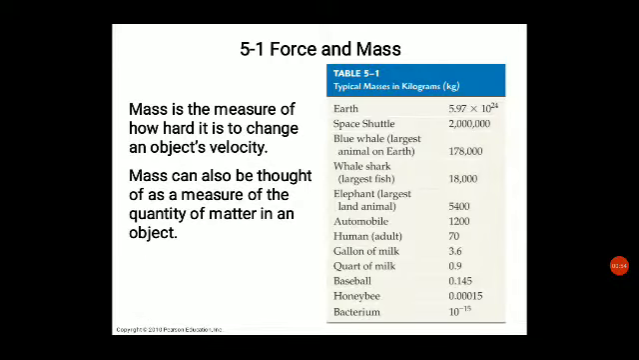Okay, while mass, it is a measure of inertia, where it is how hard the object would change its velocity. So mass is related to the quantity of matter. So the greater the mass, of course, meaning to say that the quantity of matter is also great. So you have here the typical masses in kilograms presented in the table.